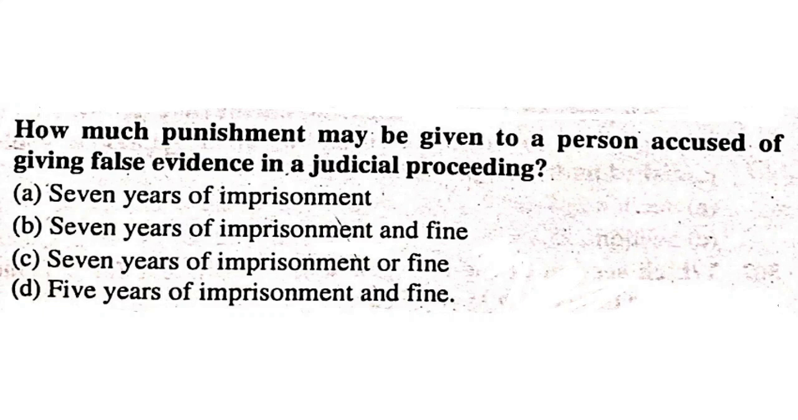How much punishment may be given to a person accused of giving false evidence in a judicial proceeding? 7 years of imprisonment, 7 years of imprisonment and fine, 7 years of imprisonment or fine, 5 years of imprisonment and fine. It is 7 years of imprisonment and fine.